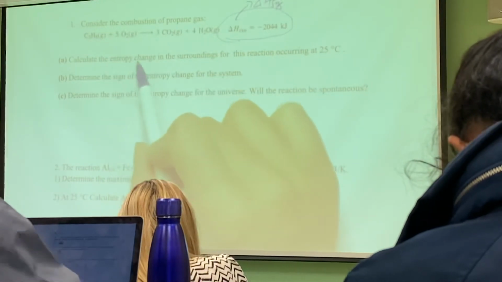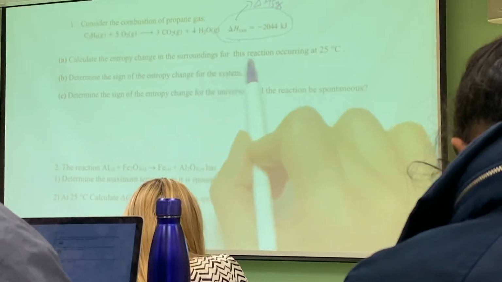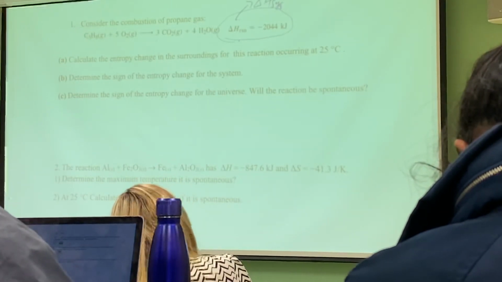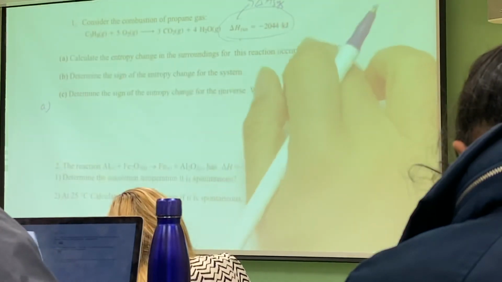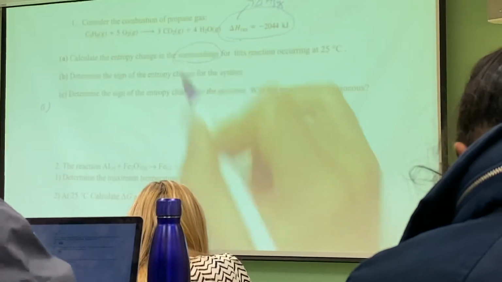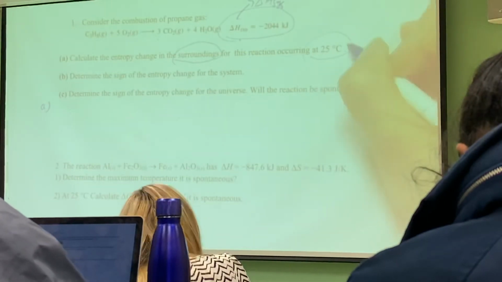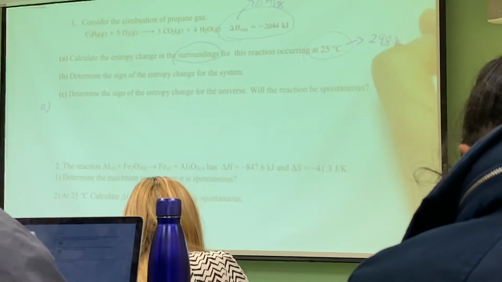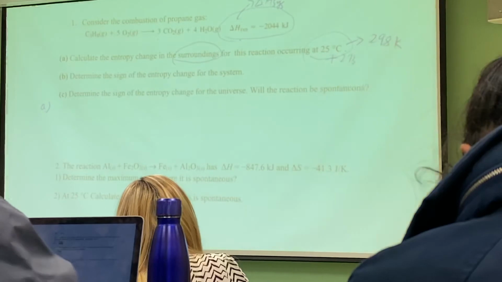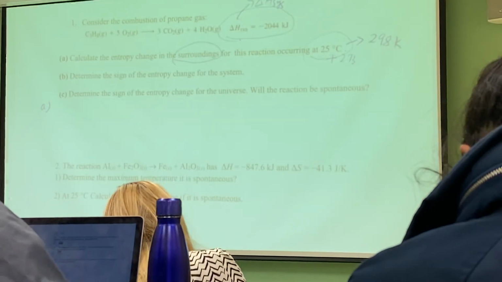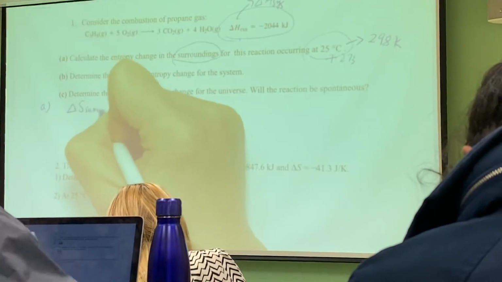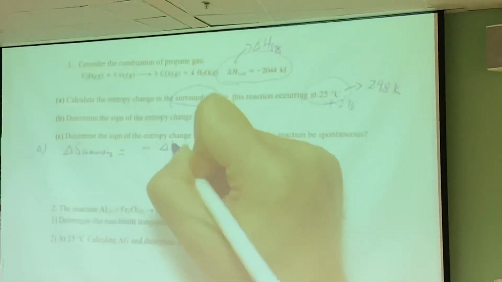So calculate the entropy change in the surroundings for this reaction at 25 degrees. Then we need the equation, right? Surrounding, temperature. So first thing, of course, you need to convert degrees Celsius to Kelvin, right? Plus 273. So now delta S surrounding equals negative. Don't forget the negative because you're going to use your system.